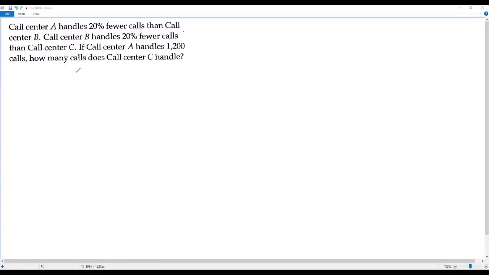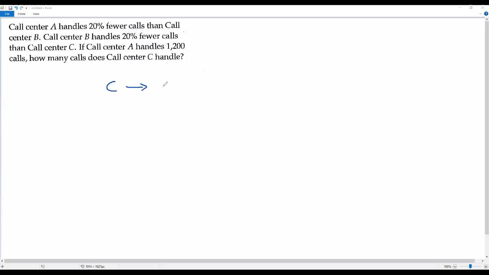Call center A handles 20% fewer calls than call center B. Call center B handles 20% fewer calls than call center C. If call center A handles 1,200 calls, how many calls does call center C handle? So I have to find the number of calls handled by call center C.